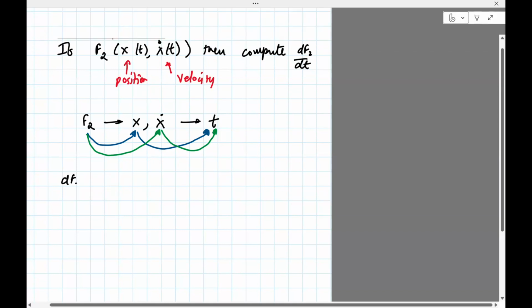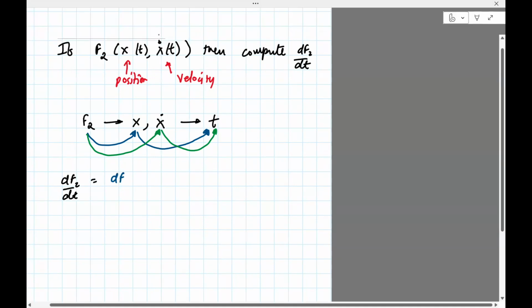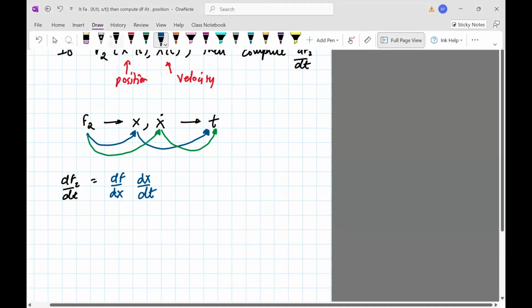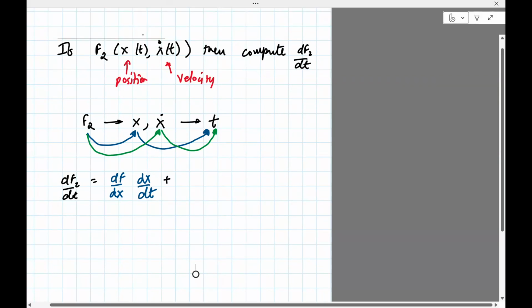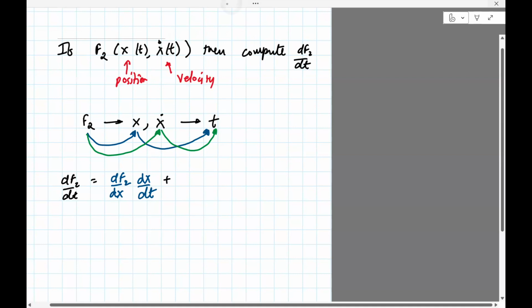We have df2 dt. So I trace the blue arrows. If I trace the blue arrows, I need to go df dx, dx dt, chain rule. But then I need to also go through the green arrows. So I need to go from, this should be f2, so that would be df2 dx dot, okay, dx dot dt.